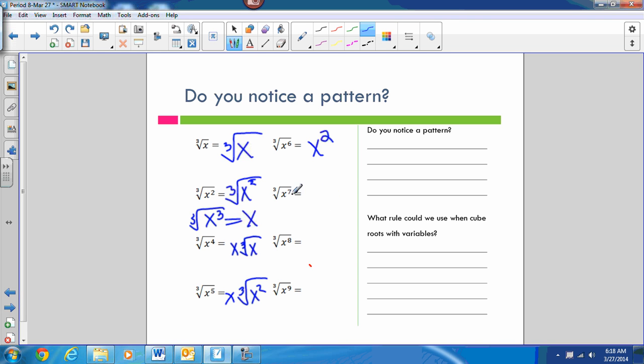Here we end up with a similar thing, except now I have one little x left over, and I have an x squared out here, because I pulled out 2 groups of 3. Same thing here, 2 groups of 3 get pulled out, but this time, 2 groups of 3 would be 6 x's, so I'm left with 2 still there. And here, how many groups of 3 can we make out of 9 x's? That's right, 3. So take a second to write down a pattern that you see.